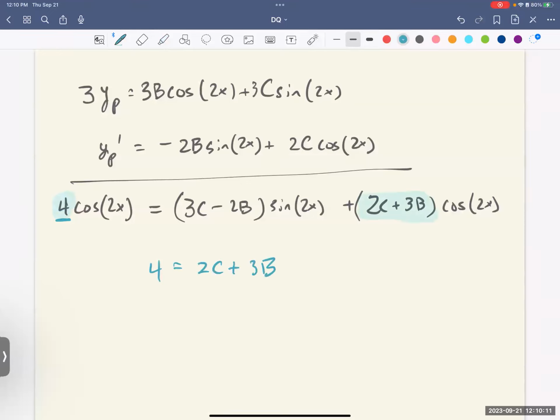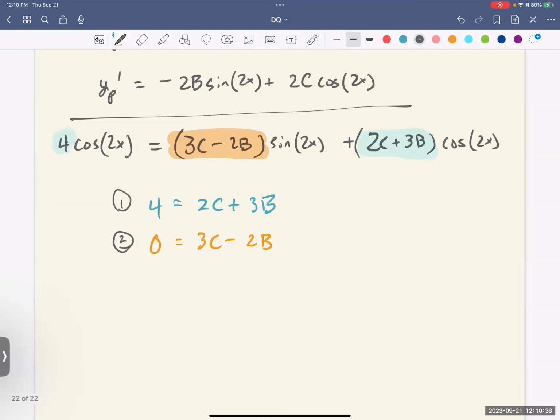Then we need 3c minus 2b. That's equal to 0 because on the left-hand side, there is no sine 2x term. So 0 is equal to 3c minus 2b. Let's call this equation 1, this equation 2. We have a system of 2 equations, 2 unknowns, c and b.